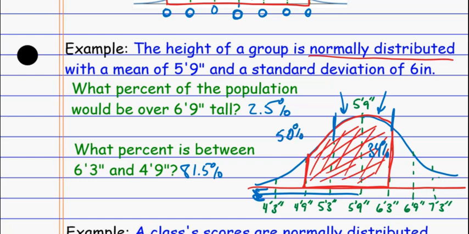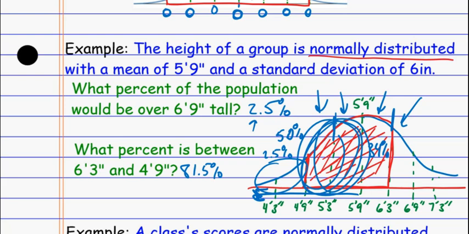And we already figured from our last example right here, we know that this piece is 2.5%. So now if I take the 50 minus the 2.5%, I know that everything in between, this section, has to be 47.5%. And now I can take that 47.5% plus the 34%, and I'm back to that 81.5%.